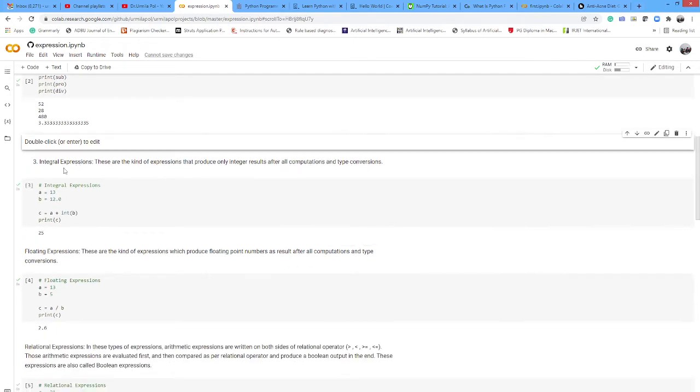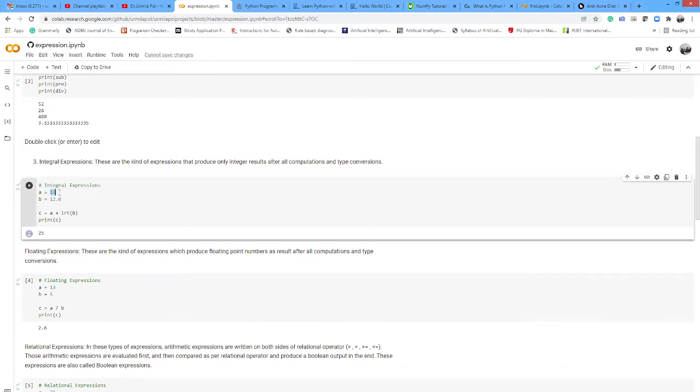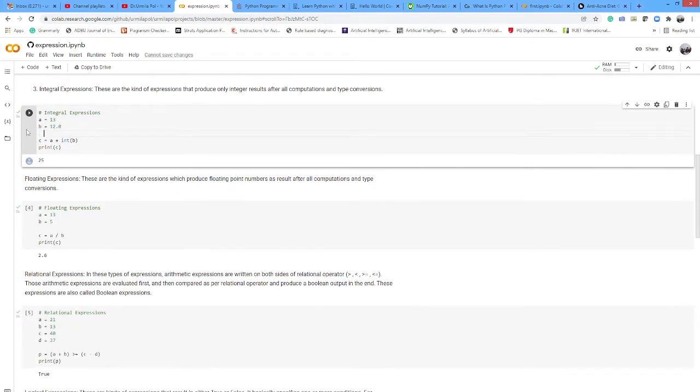Then next, integer expressions, integral expressions. These are the kind of expressions that produce only integer results after all computations and type conversions. Means a is equal to 13, it is an integer, and b is equal to 12.0. c is equal to a plus int of b, because b is not an integer, therefore we have to convert the data type into integer. Then print c, it is called an integral expression. Type conversions we have to use here. Then it gives an integer result.